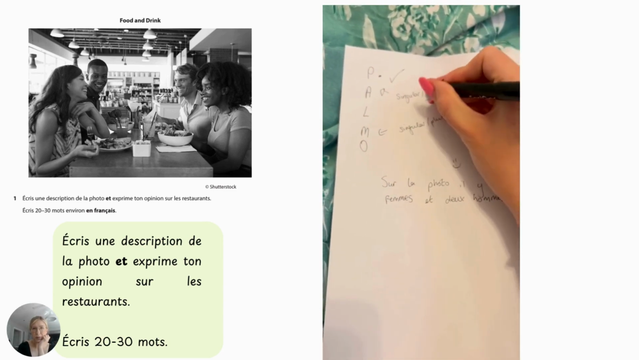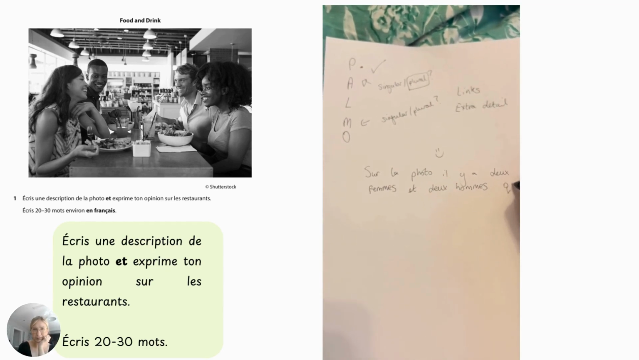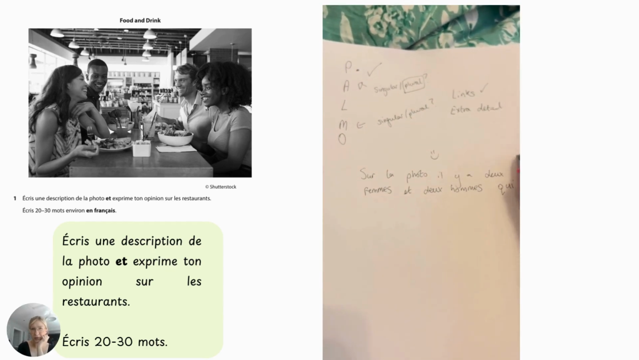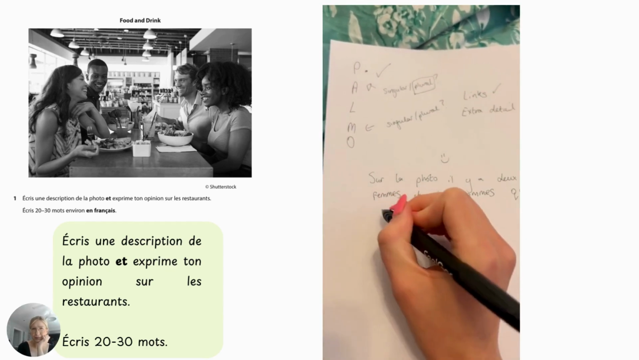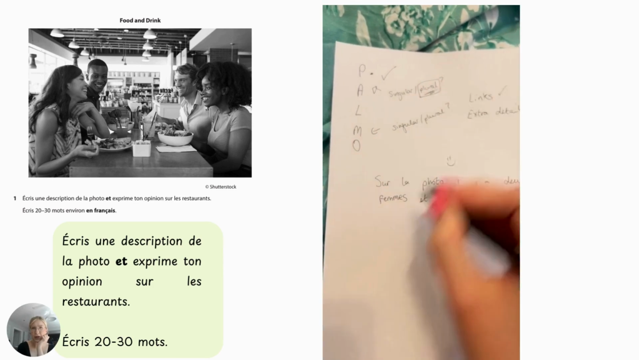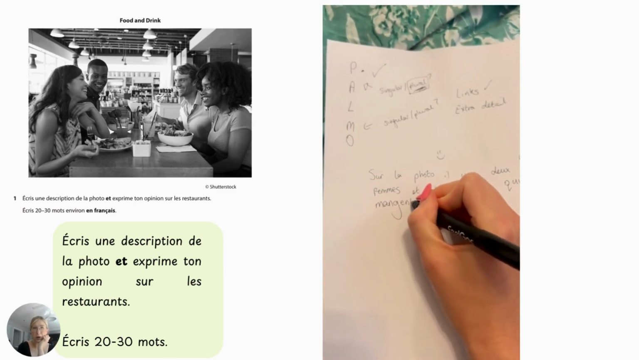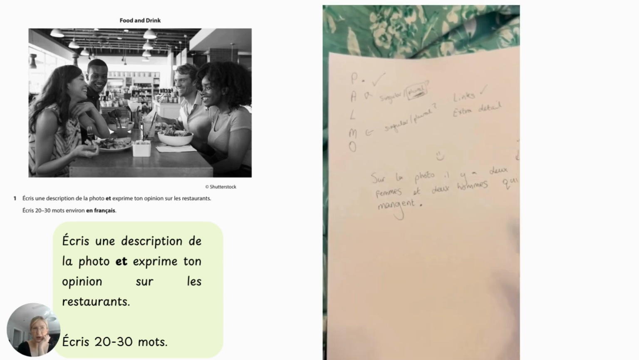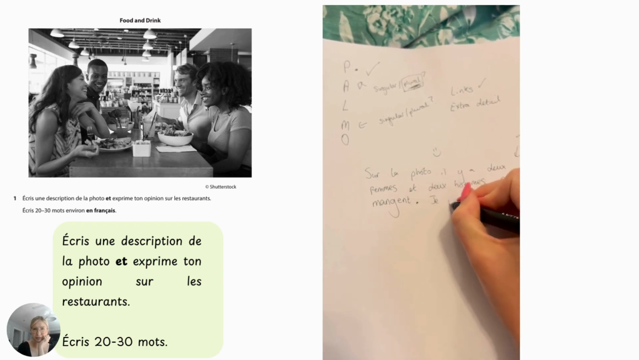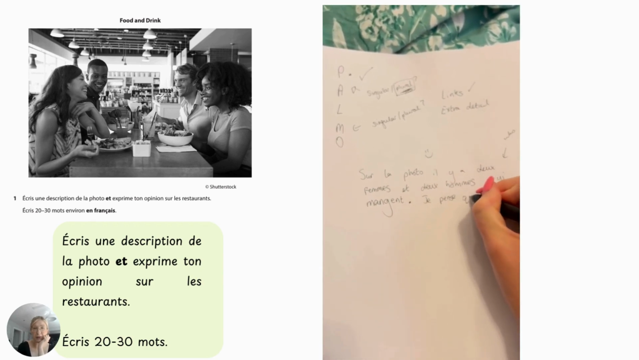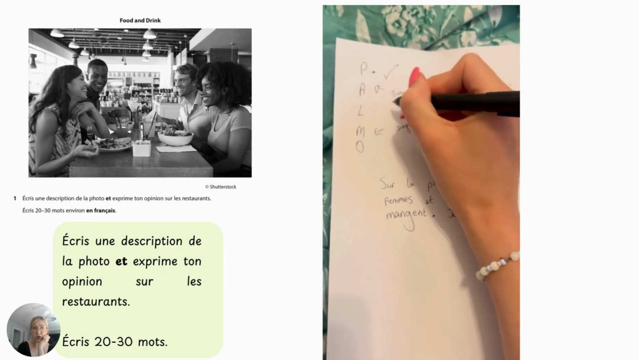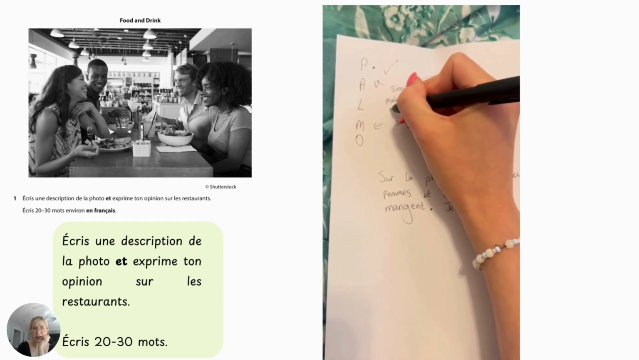So I've written there on the photo, there are 2 women and 2 men. Who, qui, that's a link. Now I'm going to do the action, and it's a plural action. So I'm going to use mange, eat, but I need to add an ENT because there's more than one person. Full stop. Now for location, I'm going to introduce that with je pense que, I think that.